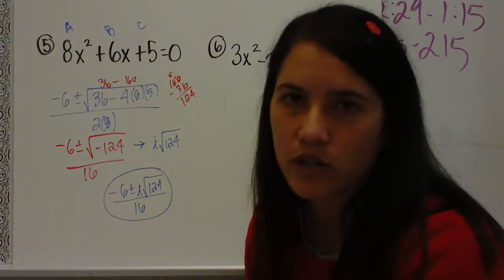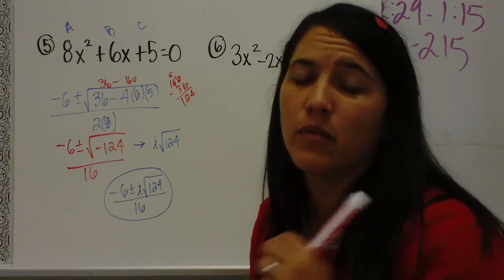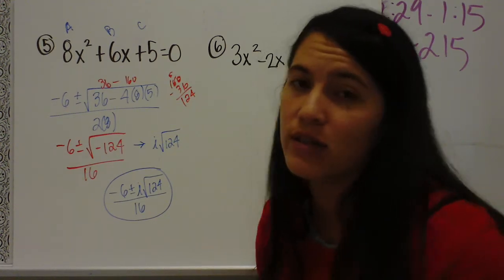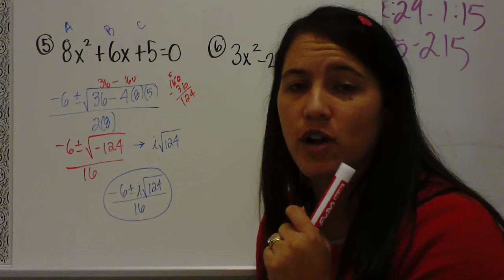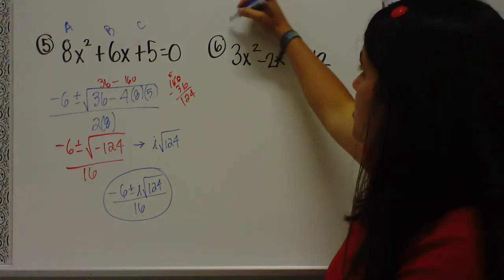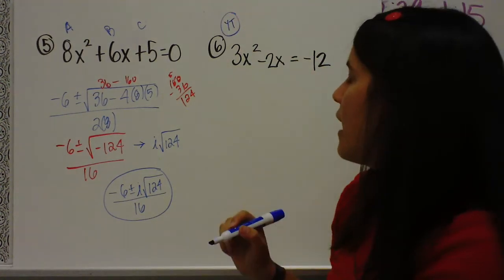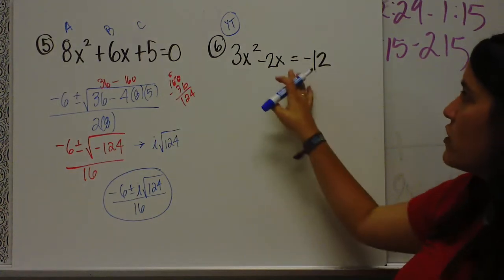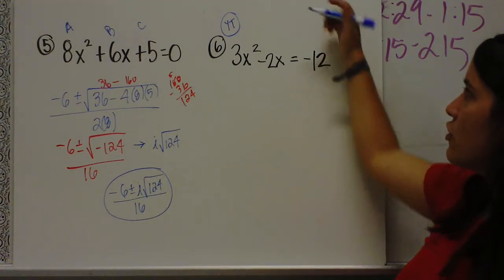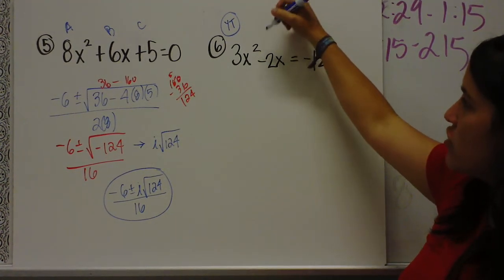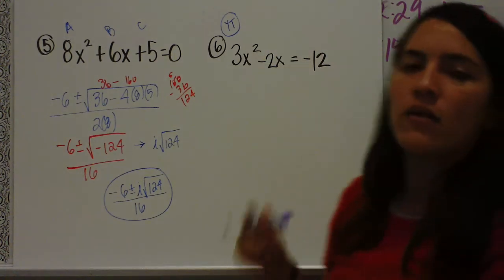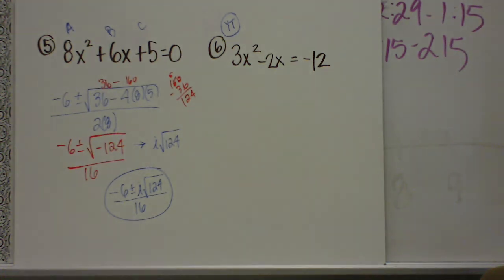Now I'm sure 124 we can simplify and we can pull out a perfect square, but that's not the focus. The focus is, can you do the quadratic formula? So number 6, I want you to try. And you work on it. Make sure you move this 12 over. And then you're going to put it into the quadratic formula, and we will go over this in class.